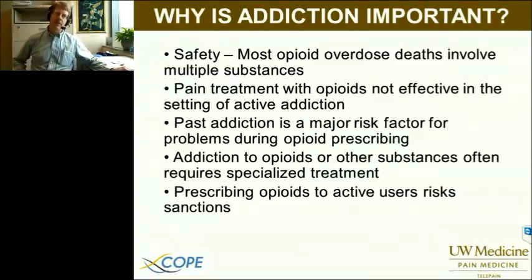And then looking at past addiction as a major risk factor for problems during opioid prescribing is really important. There are a lot of risk factors for problems during opioid prescribing, but the one that comes through in pretty much every study is a history of addiction. And then addiction to opioids or other substances often does require some kind of specialized treatment. Now, that doesn't necessarily mean treatment away from the primary care setting, but sometimes it does. And so identifying addiction in that context is important. And if you are prescribing opioids to folks who are actively using drugs, that's the setting in which other authorities, the DEA and the state, can get involved, and sometimes prescribers get in trouble even if they're inadvertently prescribing to active drug users. So keeping track of this is important for a number of reasons. Next slide.